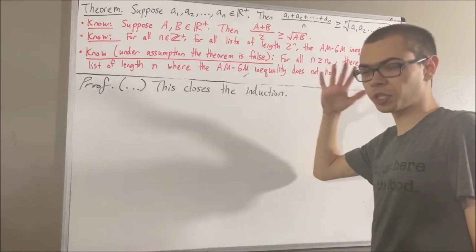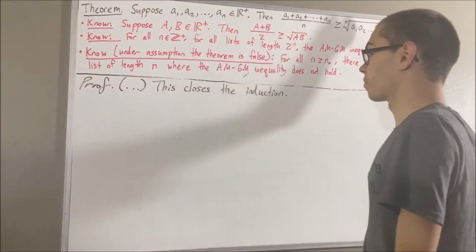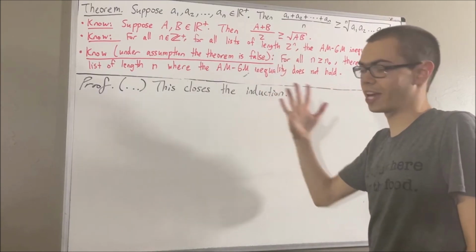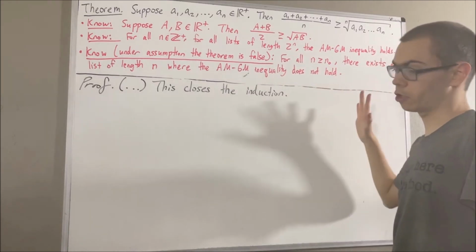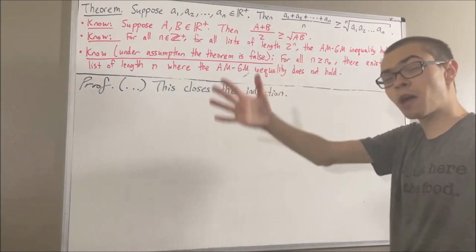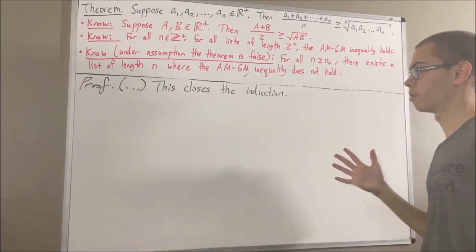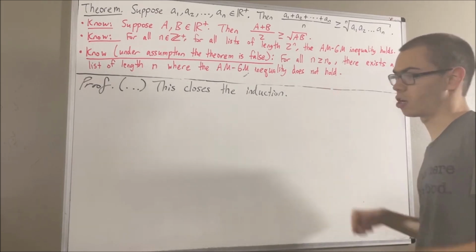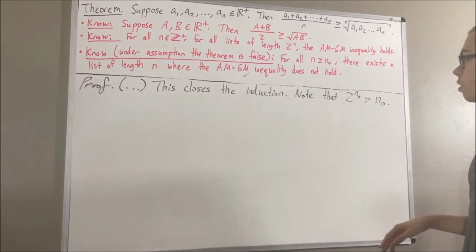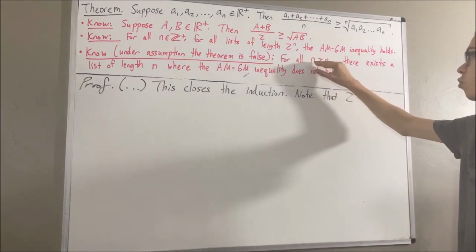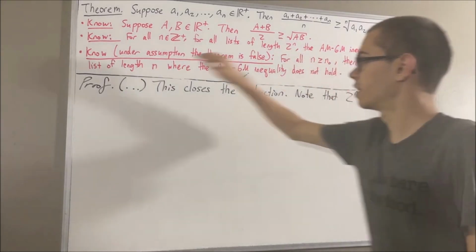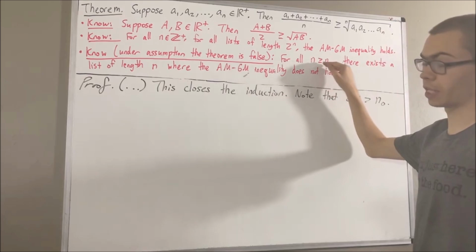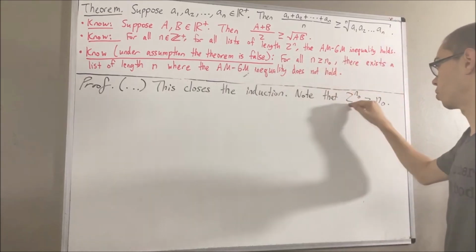And remember, we are still working under the assumption that the theorem is false, right? And we're trying to reach a contradiction. So where does this contradiction come into play? Well, if you recall, for all positive integers n, 2 to the power of n is greater than n. In particular, n naught is a positive integer, so 2 to the n naught must be greater than n naught. And we know for all positive integers n greater than or equal to n naught, this is true. So since this statement works for all positive integers greater than or equal to n naught, then in particular, it must work for 2 to the n naught.